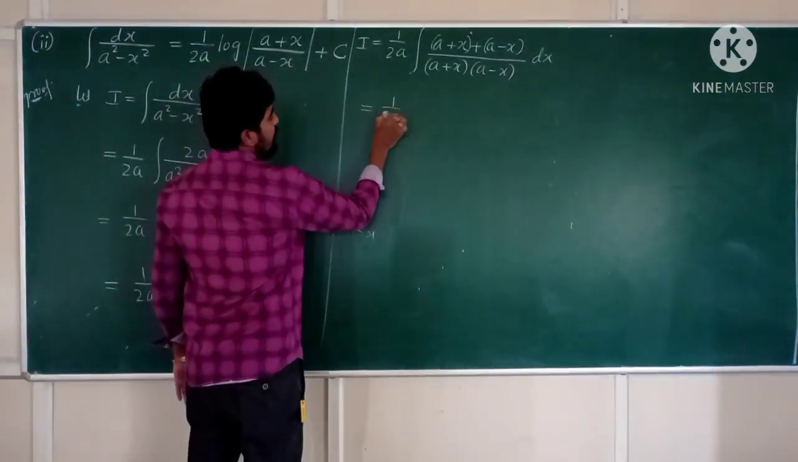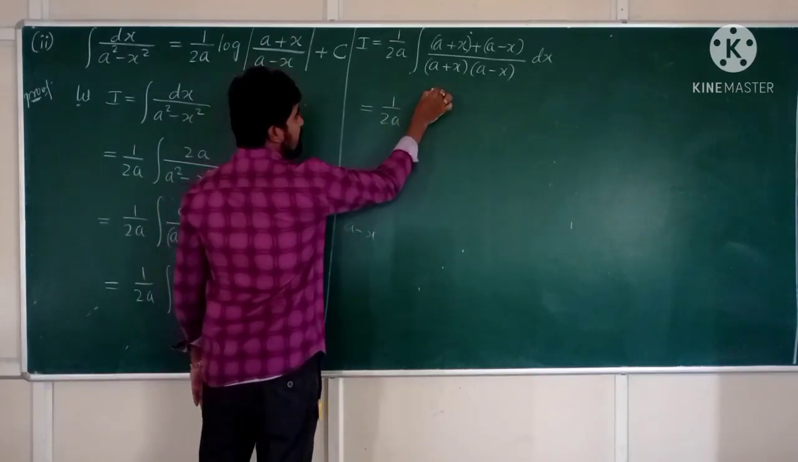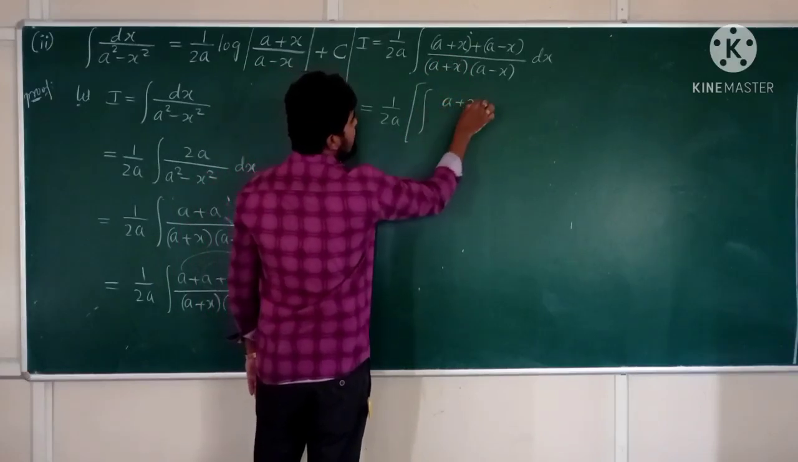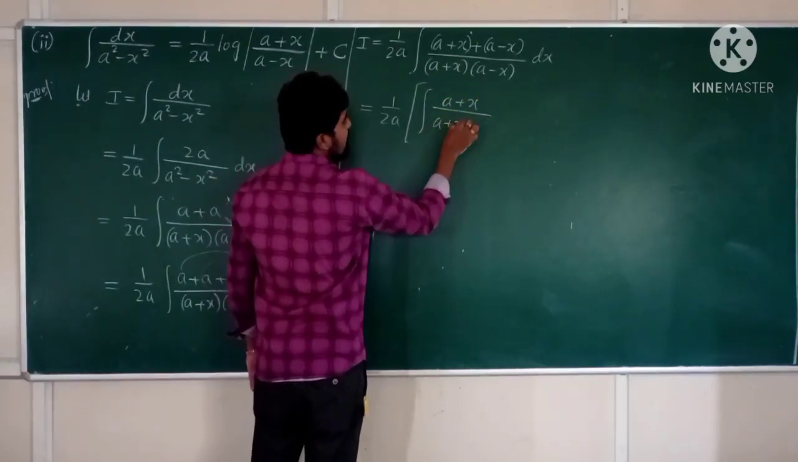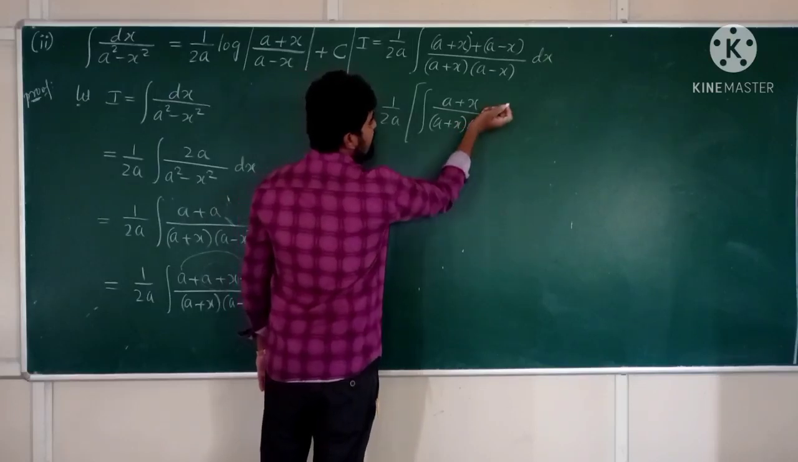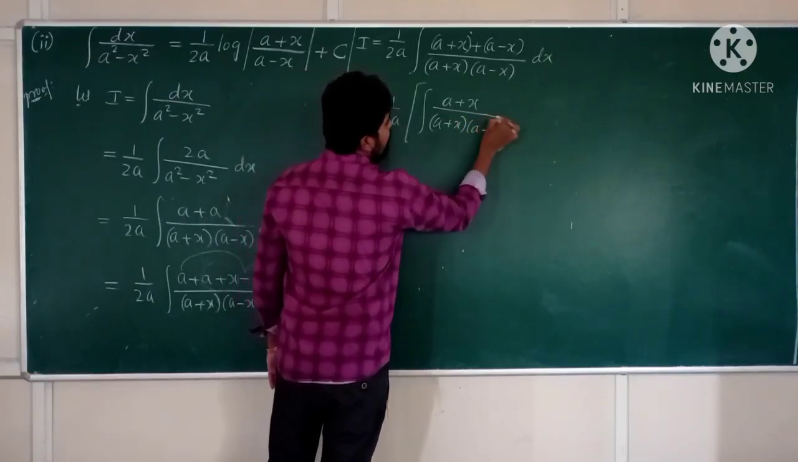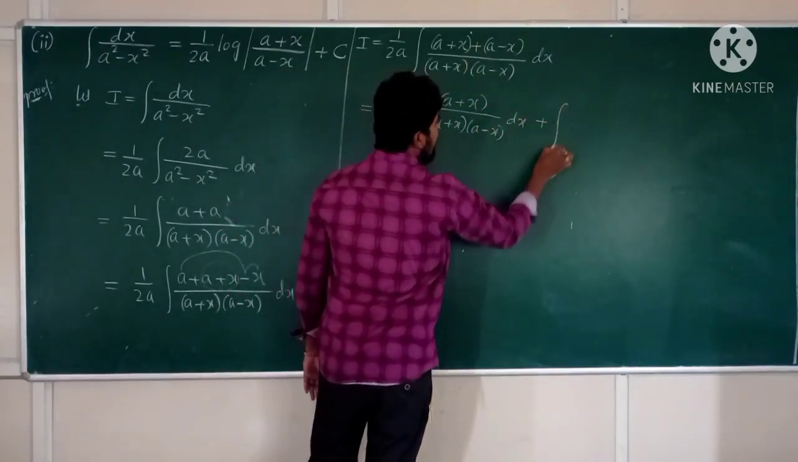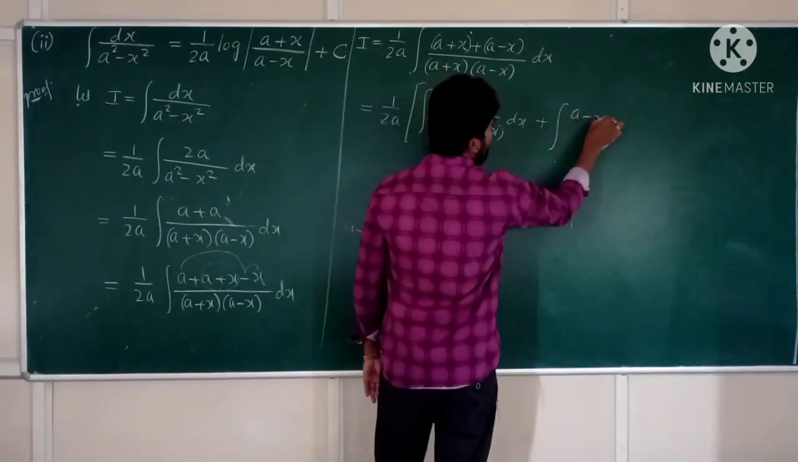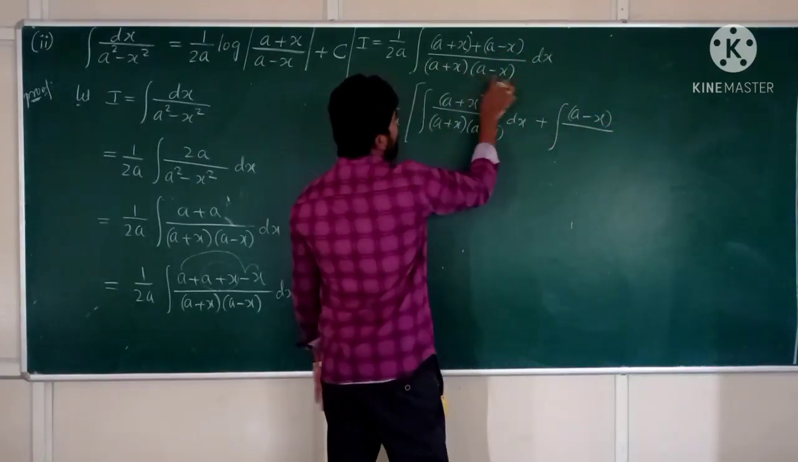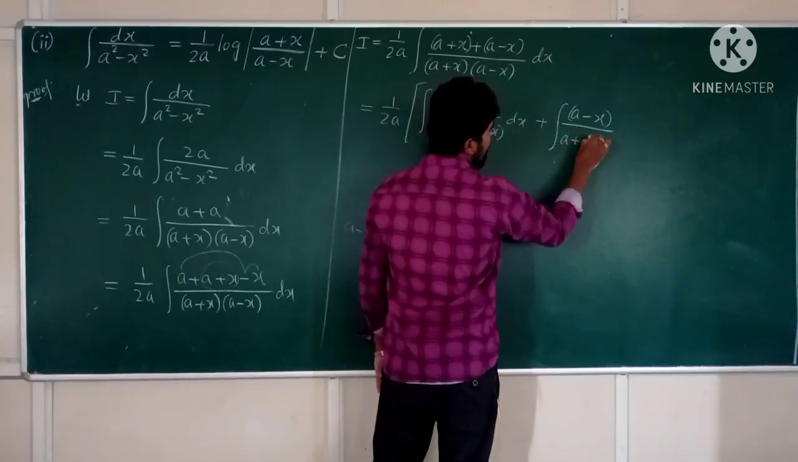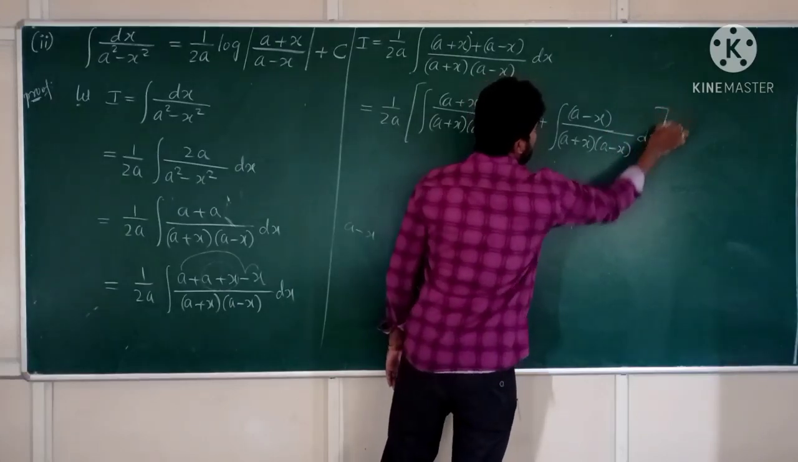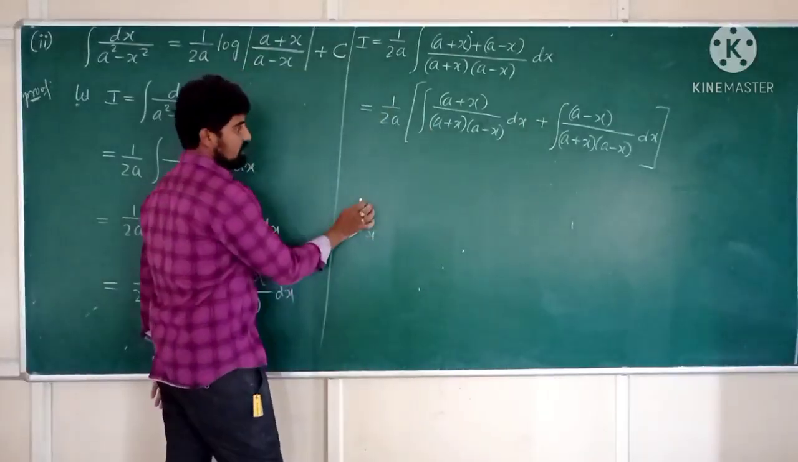So now 1 by 2a into integration of, we may separate this. So first one is integration of (a plus x) divided by (a plus x) into (a minus x) with respect to x, dx, and the second integral plus integration of (a minus x) divided by (a plus x) into (a minus x) with respect to x, dx. I hope all of you understand it.